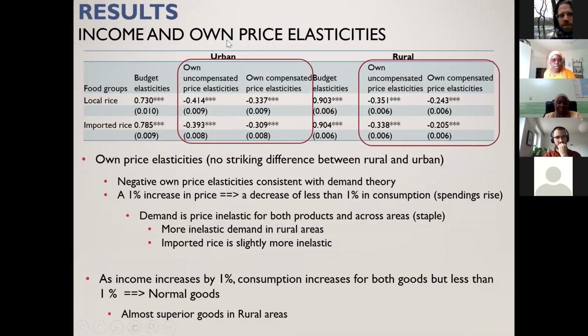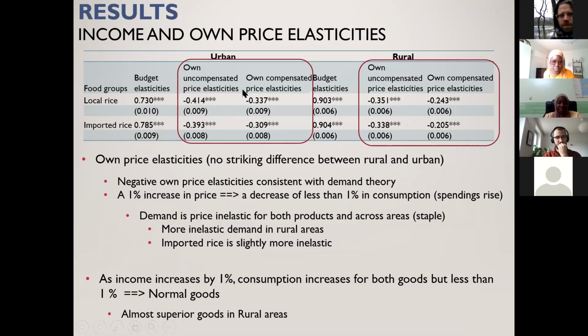So when we look at the results on income and own price elasticities, here we are just showing the results for local and imported rice. We do have other results for the other food groups, but it would be too long to present here. When we look at the own price elasticities, the differences are not very big between urban and rural households. We see that all the own price elasticities are negative, which is consistent with demand theory.